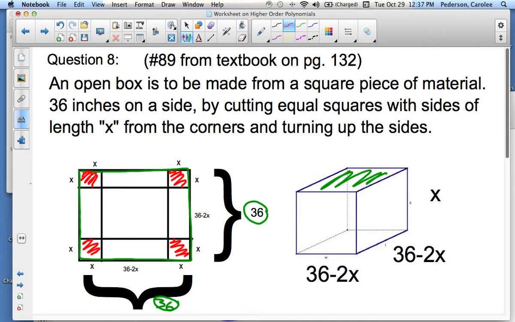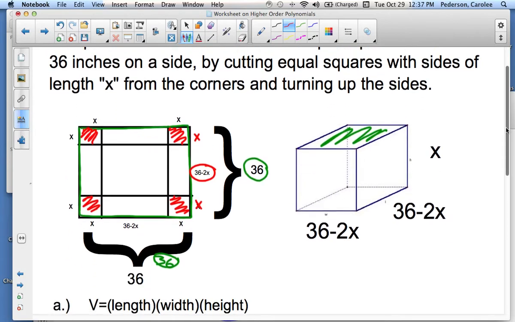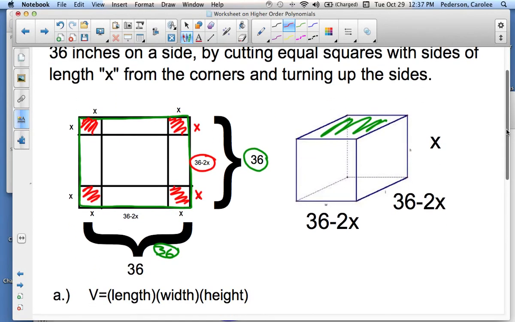I took away an x and an x from this side, so now I'm left with 36 minus 2x. Then I recreated this flat piece of paper in 3D. Here is my height, that I took out of the box. And each side that's left is 36 minus 2x and 36 minus 2x. So this would be my length and my width of my rectangular prism.